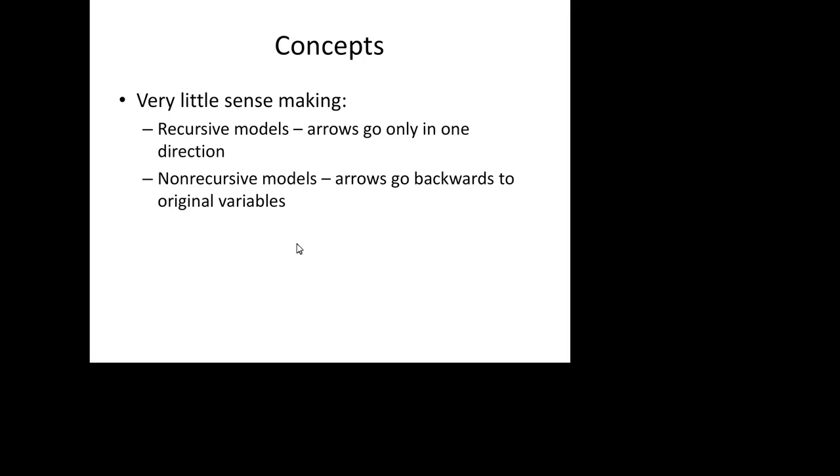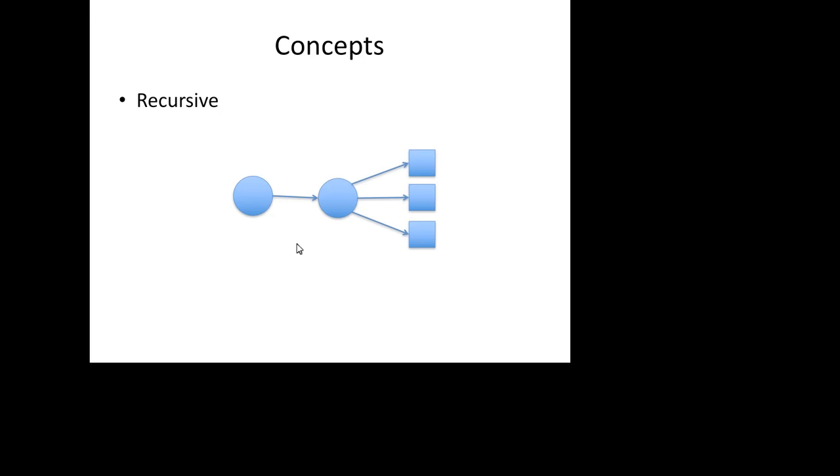Alright, so something that makes no sense to me is the definition of recursive models and non-recursive models. So recursive models, the arrows flow only in one direction. So that's most of our normal models we're going to do. In non-recursive models, the arrows go back towards the original variables. So for example, this is an example of a recursive model. The arrows flow all in one direction. A non-recursive model is anything that has sort of a backwards flow, the arrows could flow kind of in a circle. To me that doesn't make sense because recursive definition-wise means over and over again, but a non-recursive model goes back, a recursive model only goes forward.